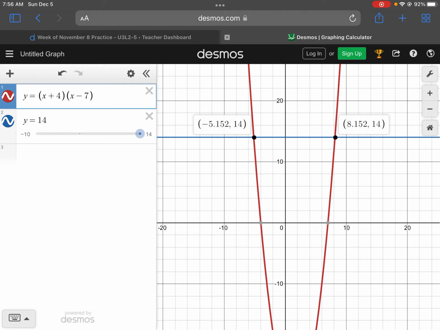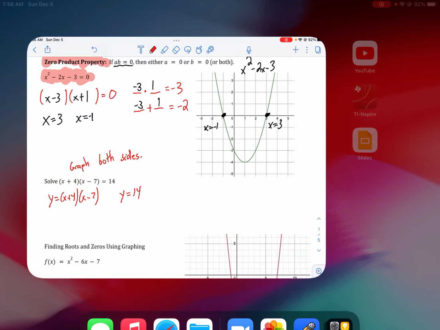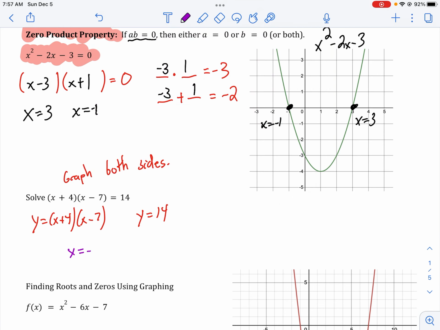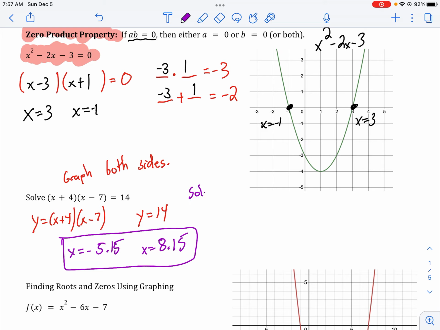Right? So the x values of these intersections are our answers. So -5.15 and 8.15. So using graphing, we got x equals -5.15 and x equals 8.15, and those are our two solutions. Okay? So maybe add that in your notes section on your paper. Solutions are the x values of the intersections. If you need to pause the video to get that down, please do so.